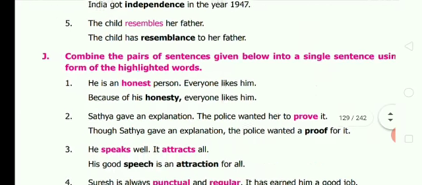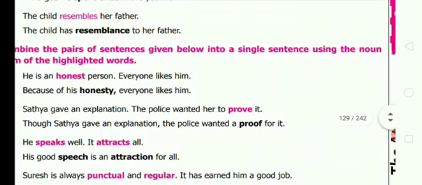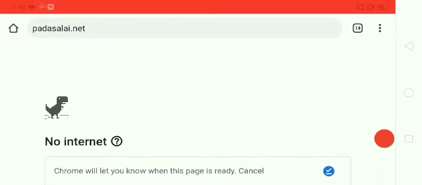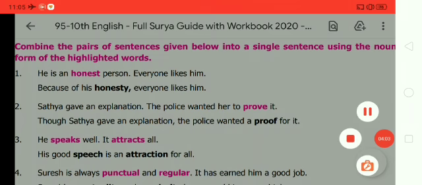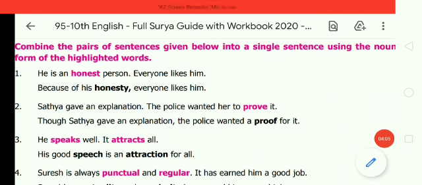Moving on to next exercise. J. Combine the pairs of sentences. Okay. First one. He is an honest person. Everyone likes him. What is the answer by combining? Because of his honesty, everyone likes him. Second one. Satya gave an explanation. The police wanted her to prove it. Though Satya gave an explanation, the police wanted a proof for it.